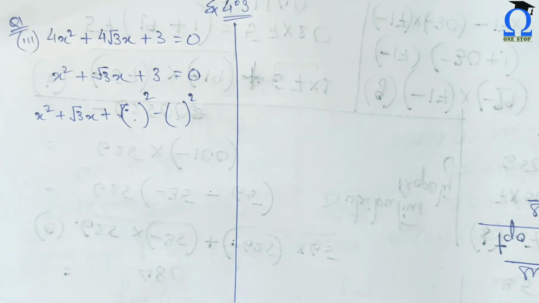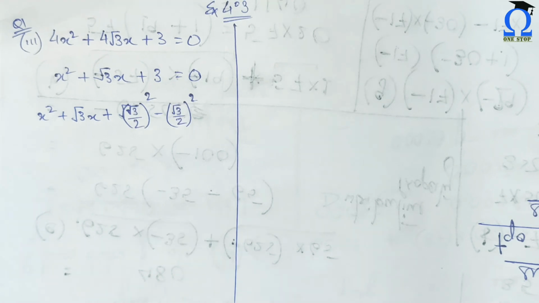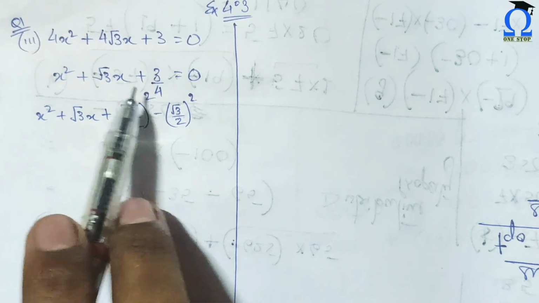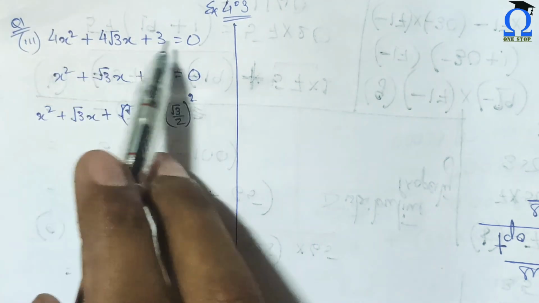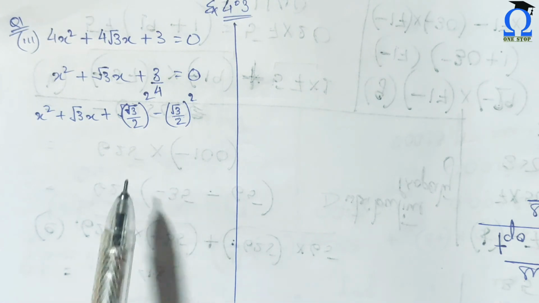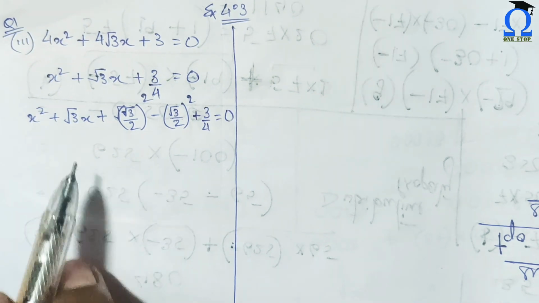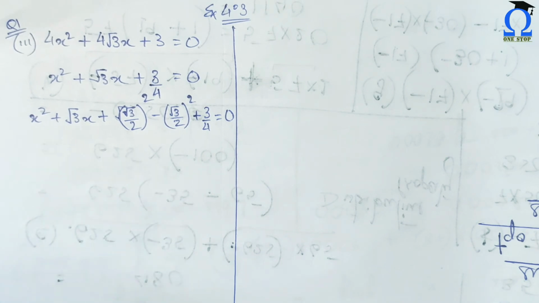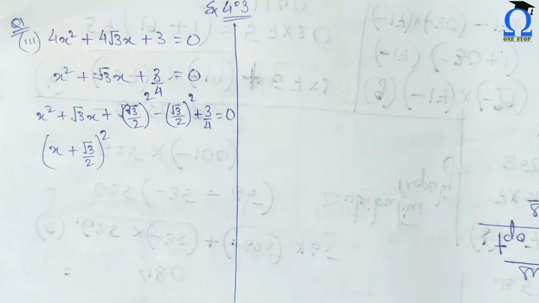So what is the value of b by 2a here? That is root 3 by 2. Understood? I've made a mistake here. This should be 3 by 4 because I have divided the whole equation by 4, right? So this is 3 by 4. Now you can see that by applying the formula for (a plus b)², we get (x plus root 3 by 2)².